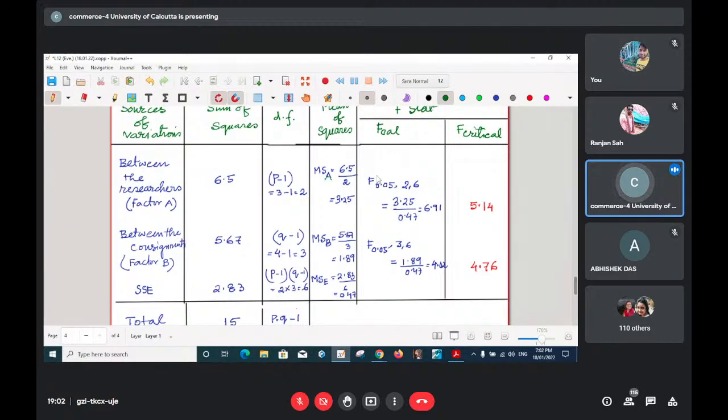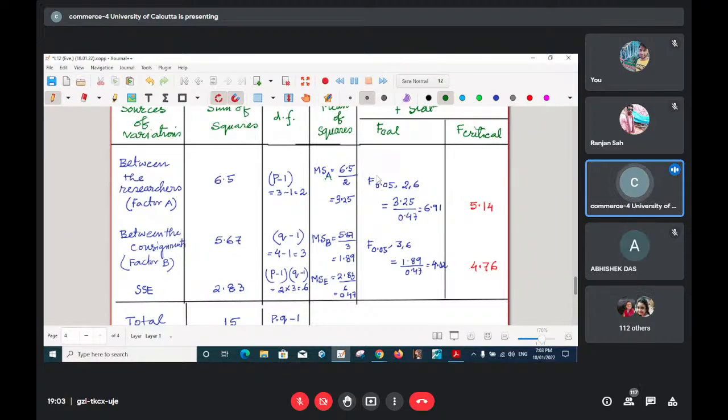Please do not copy this one. Between the consignment, SSB, I have written it already. You have already calculated, the third one, 5.67. How many columns are there? Because consignments are aligned column wise, there are 4 consignments. So Q minus 1, 4 minus 1, that is 3. So MSB is equal to 5.67 divided by 3. I am getting 1.89.